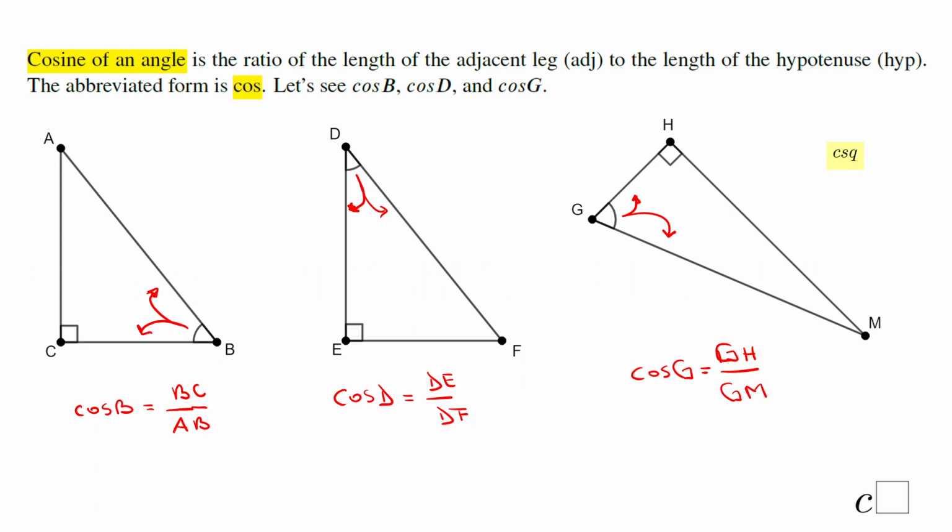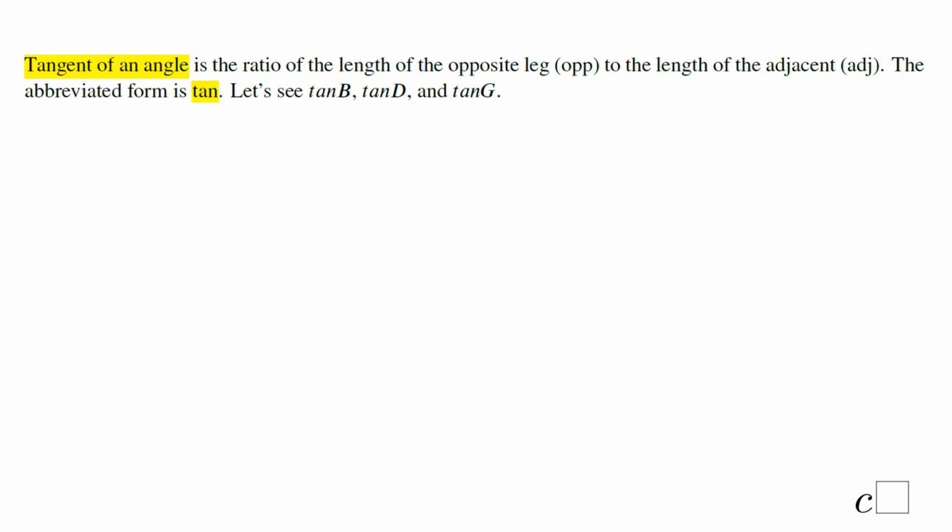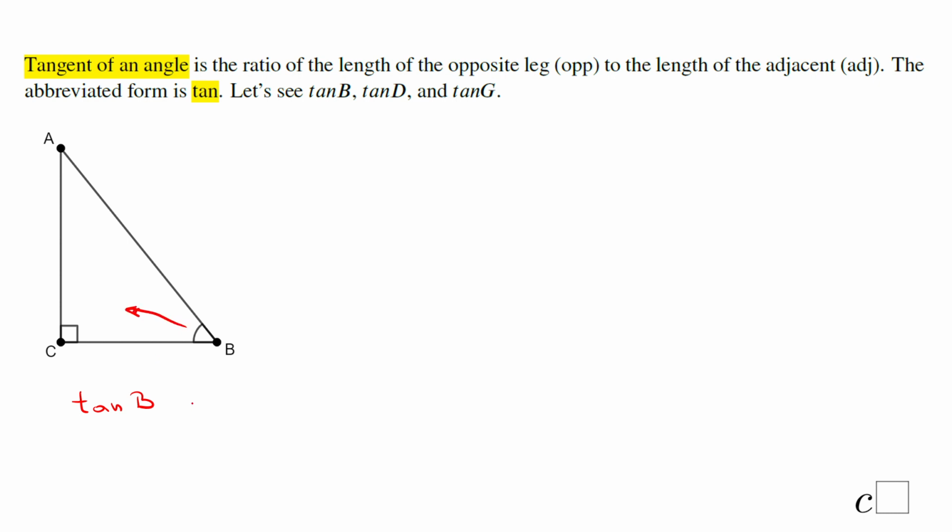The last trigonometric ratio in this lesson is the tangent. Tangent is defined as opposite leg over adjacent leg. So let's take a look at this picture. Again, we have the angle B, so we have tangent of B, and that will be the opposite leg. What is the opposite leg? AC. What is the adjacent leg? BC.